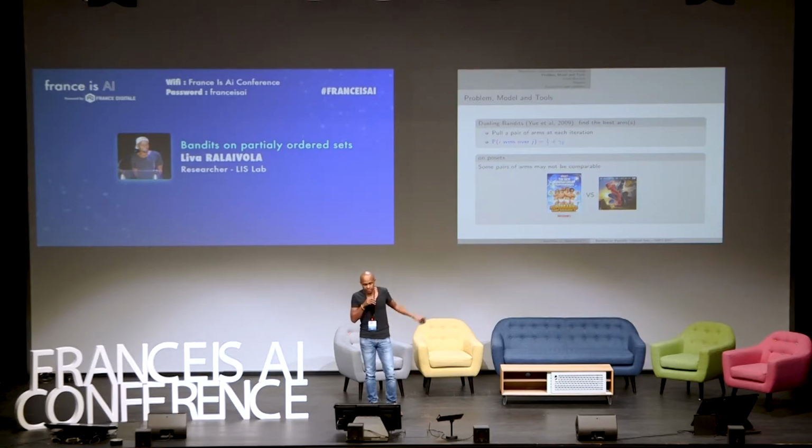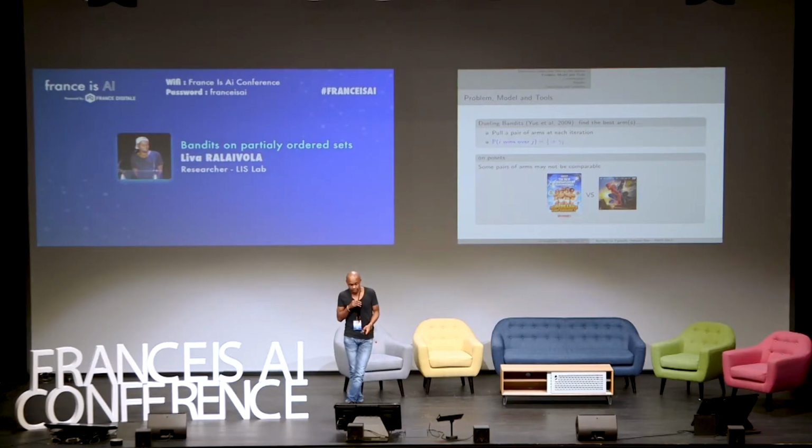And on posets, you have this problem, which is that, so these are another pair of films, of movies, but you have some of the arms or some of the movies that cannot be compared. For instance, the two movies that I've shown here. This is just to set the problem.